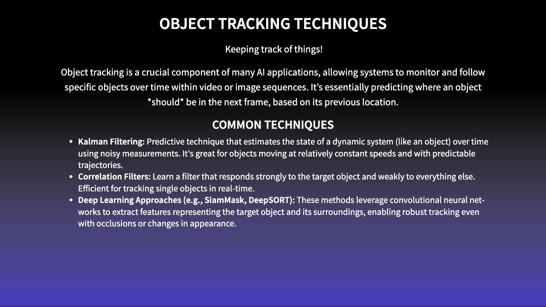Then there are correlation filters, which learn how to respond specifically to the target object. And more recently, deep learning techniques like SiamMask and DeepSORT have become incredibly popular because they're really good at handling situations where objects might get hidden or change their appearance.